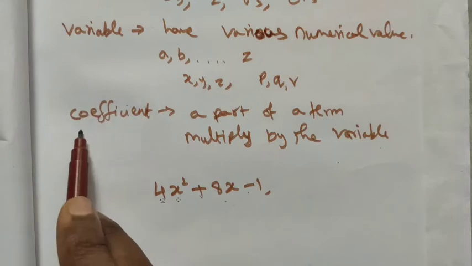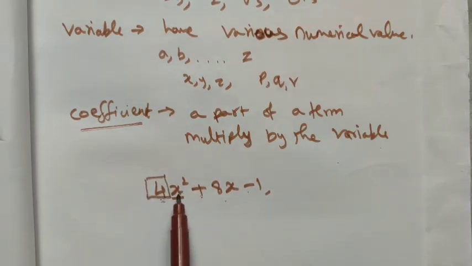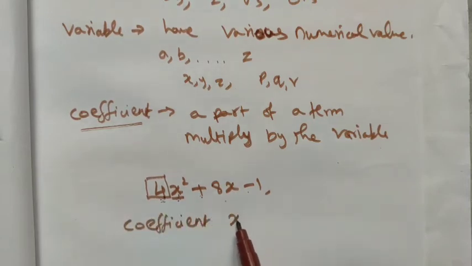Now we want to know the coefficient. The part multiplied with x square is the coefficient, so the coefficient of x square is 4. What is the coefficient of x? The coefficient of x is 8.